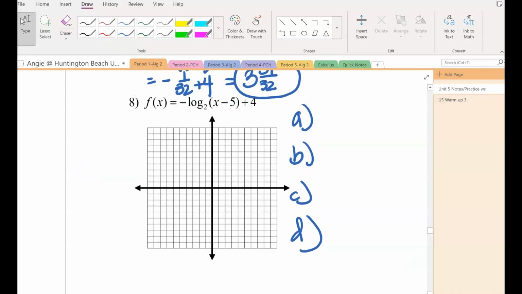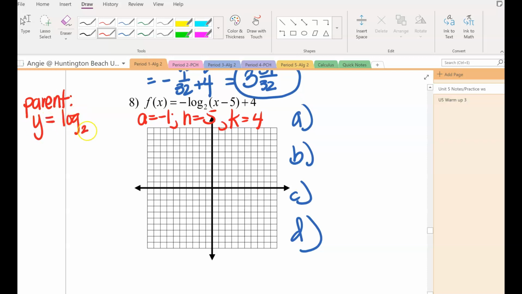So 8, well, log and exponential, they're so closely related, right? Example 8 gave us f of x equals negative log base 2 of x minus 5, plus 4. And a is negative 1, h is going to be 5, and k is going to be 4. Now, the base of this log function is 2. So students, make sure you start out with the correct parent function base, and that's log base 2 of x. Remember, an equivalent equation of this in exponential is 2 to the y equals x.